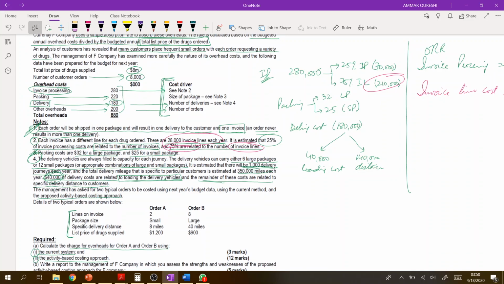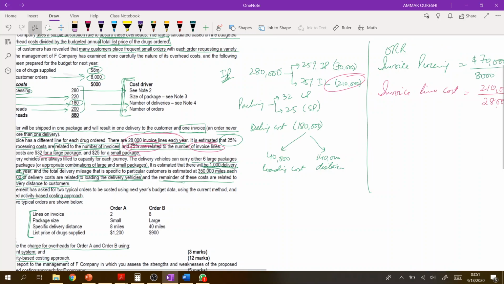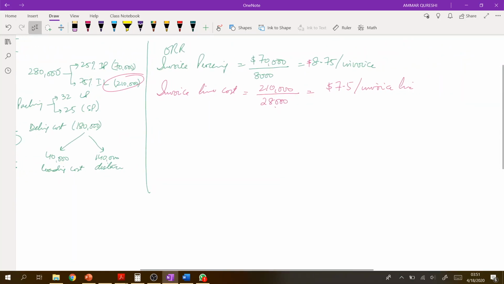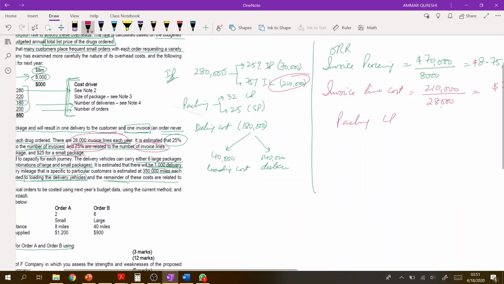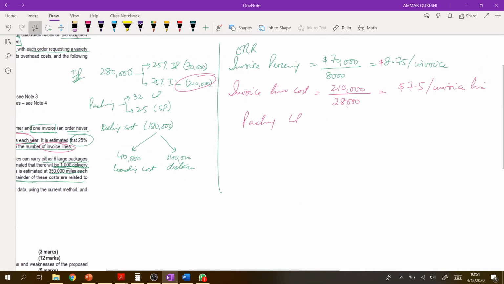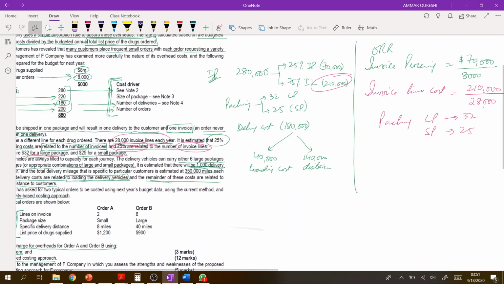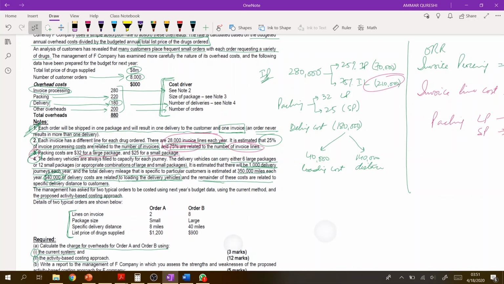And then there is a packing cost. For packing cost, it says in point number 3, packaging costs are $32 for the large package and $25 for the small package. Do we need to calculate its overhead recovery rate? No. So the overhead recovery rate for packaging cost: large package is 32 and small package is 25, right? Now what's given next here?